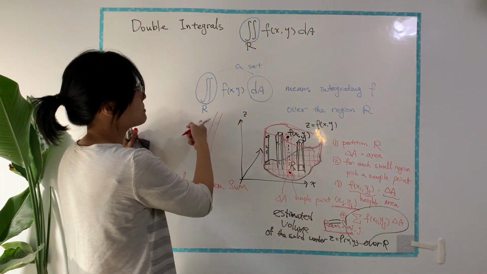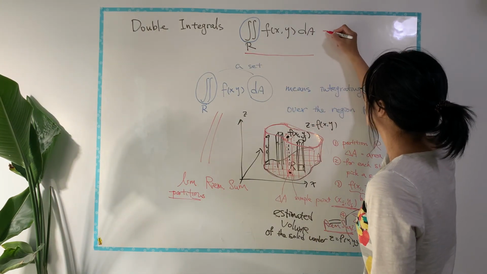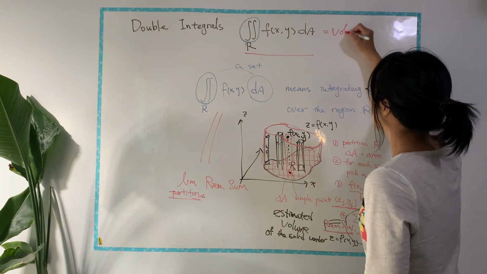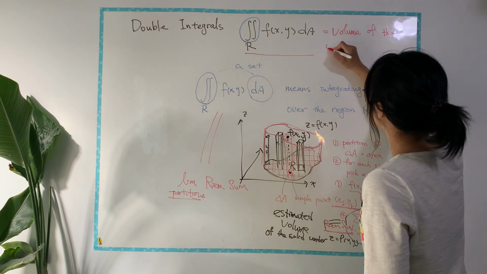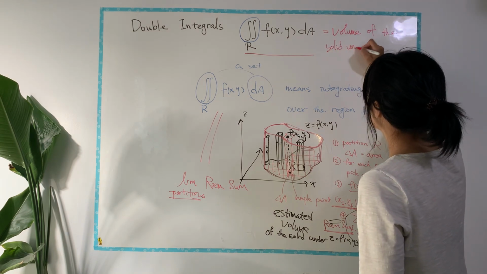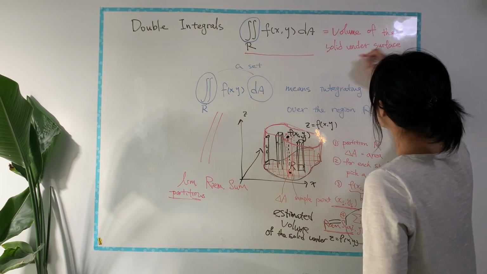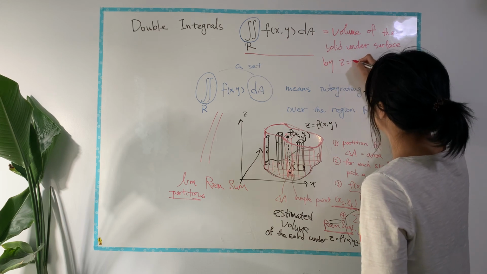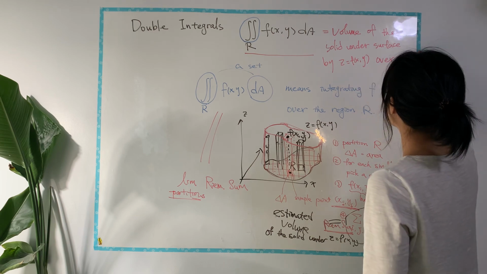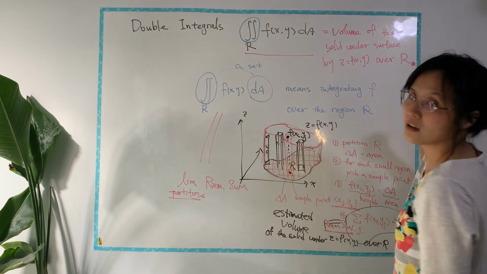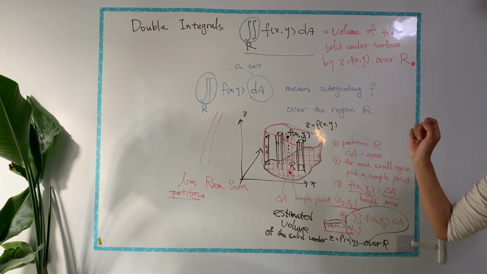So by definition, when we write a double integral, we know that this is the volume of the solid under the surface given by z equal to f of x, y over the region R. That's what the double integral means and how it is defined.